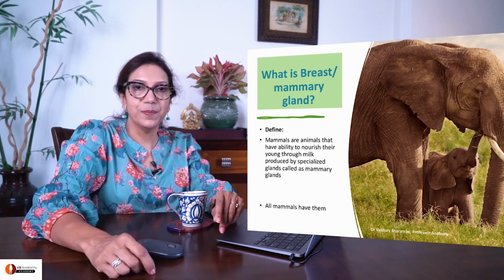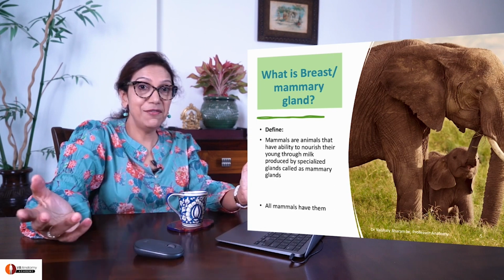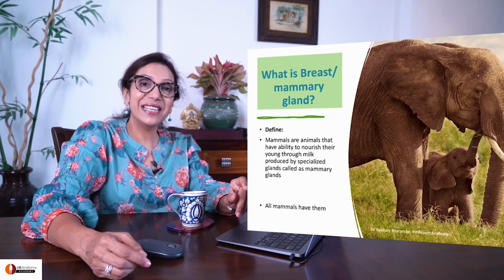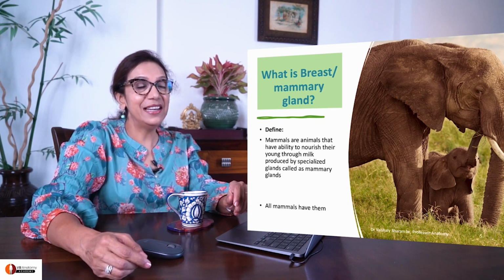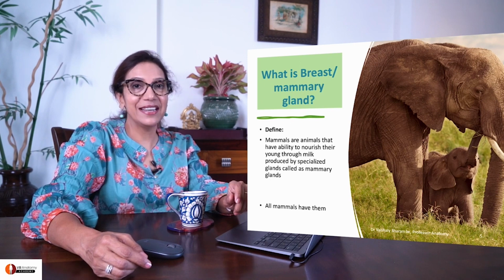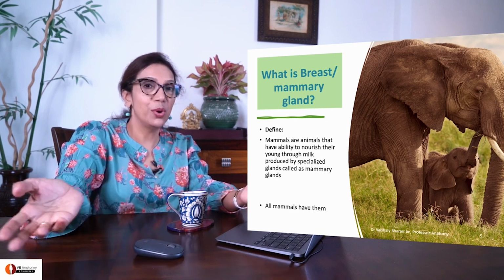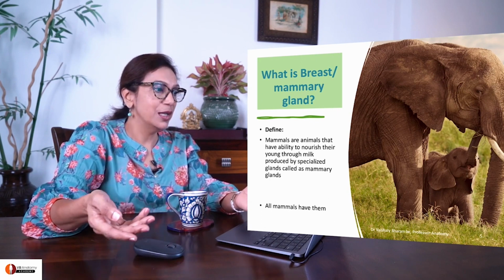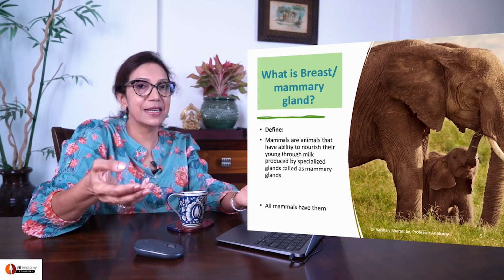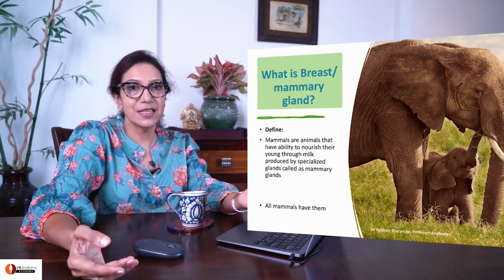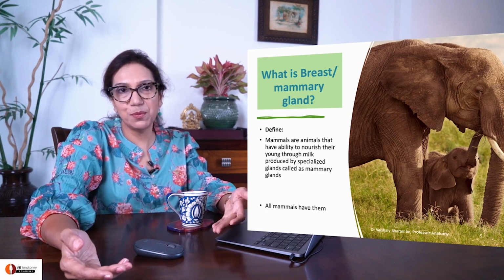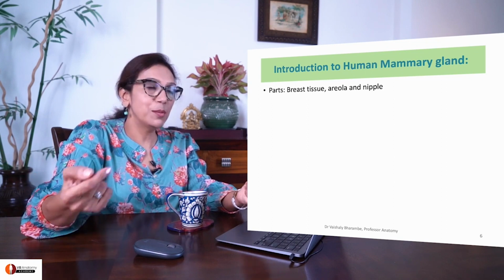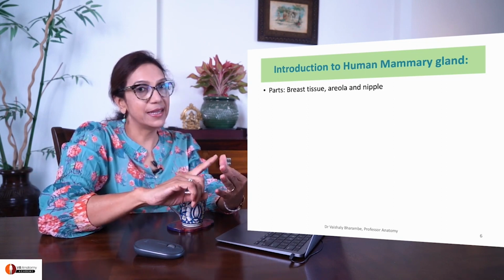Let's get that knowledge. Okay, so elephant on the screen, what fun? No, this elephant has come with a note for all of you that the topic we are discussing, the mammary gland, is something that is uniform to all mammals. All mammals have an ability to nourish their offspring through milk produced by specialized glands, which we call mammary glands. So like they have breasts, we have breasts. Okay, fine. So what is this breast made up of? It's made up of breast tissue and areola and the nipple.